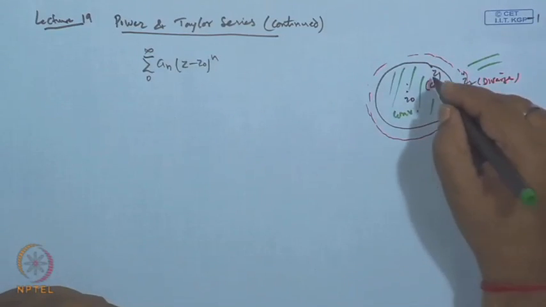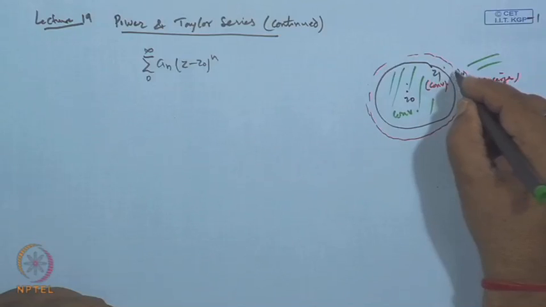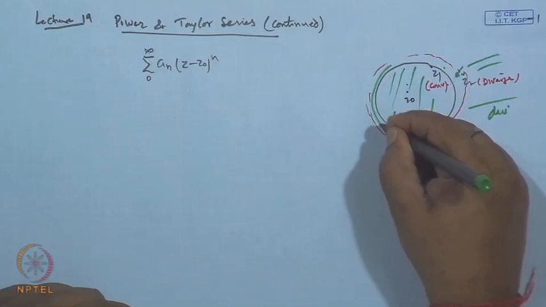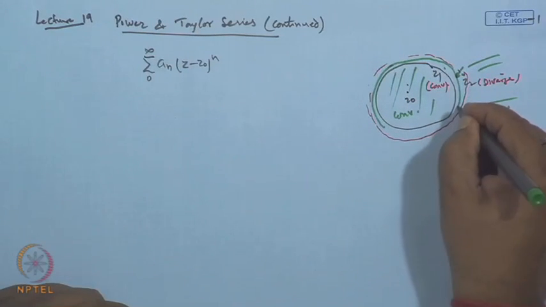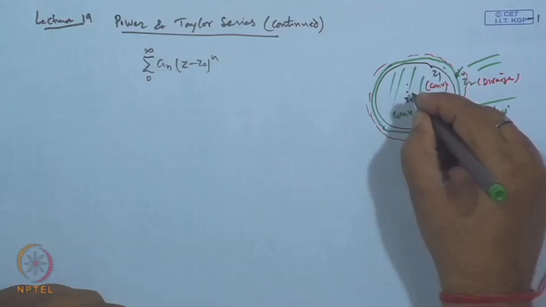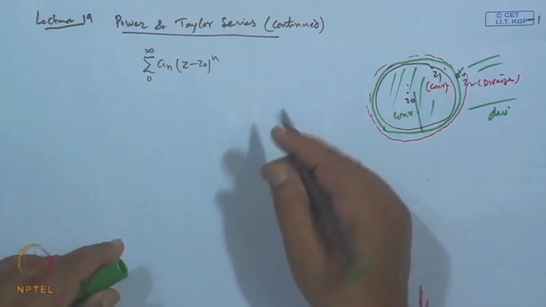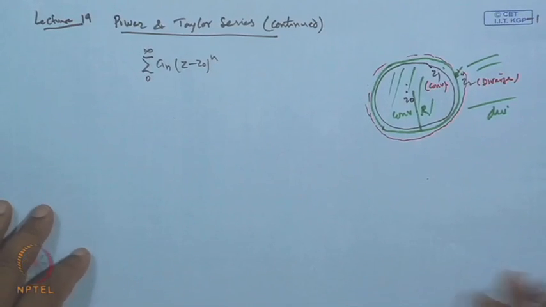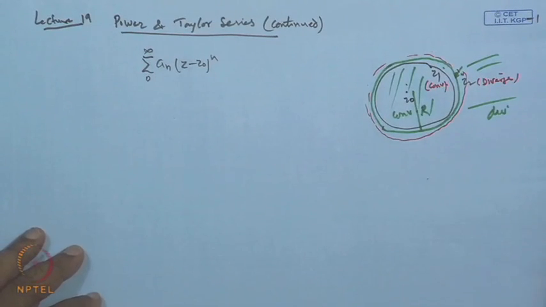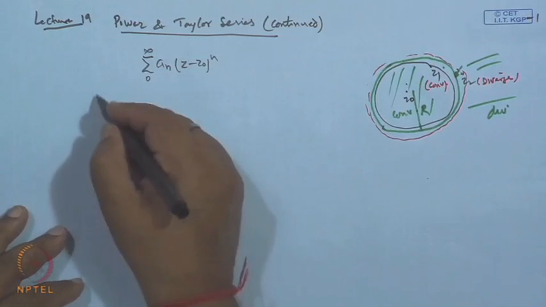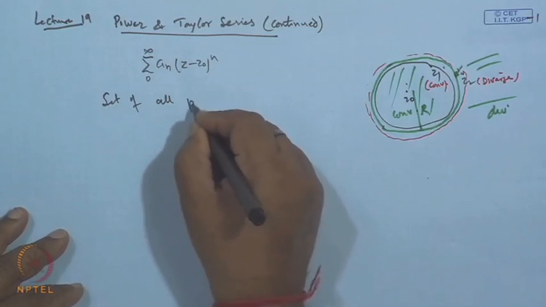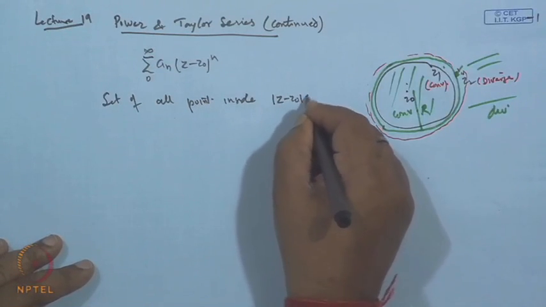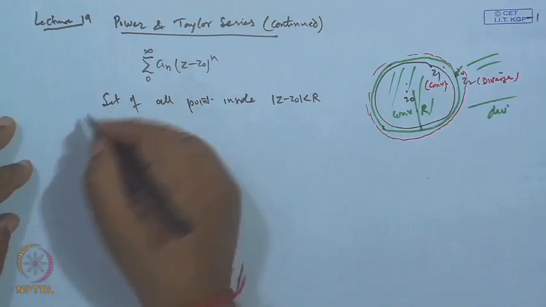Now, if we slowly keep on increasing the convergent point and reducing the divergent one, you will get one circle, and that circle you can identify. When you take this circle |z minus z_0| equal to r, we can say that for the set of all points inside the circle, |z minus z_0| less than r, the series is convergent.